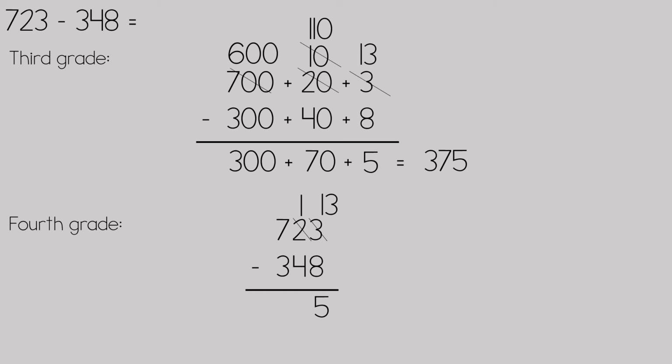Moving to the tens place, we need to regroup from the hundreds place. 700 regroups to 600, represented as 6, and the 10 regroups to 110, represented as an 11. 110 minus 40 equals 70, and that's represented as 7. Lastly, 600 minus 300 is 300, represented as 3. The students will arrive at the same answer using the traditional algorithm for subtraction.